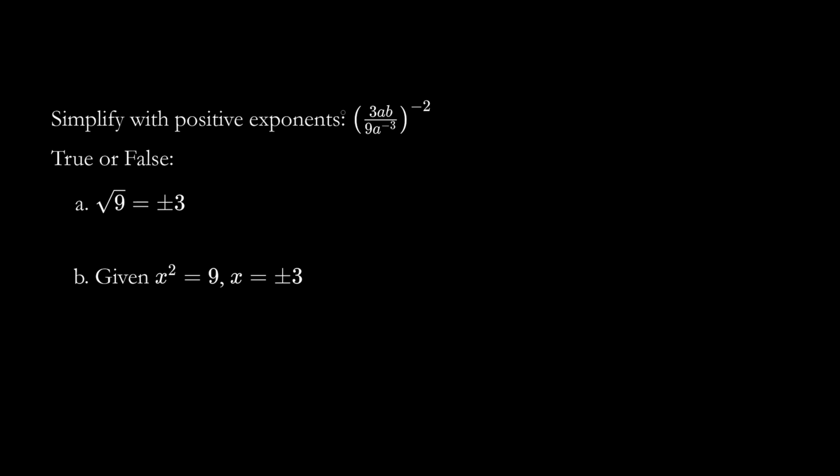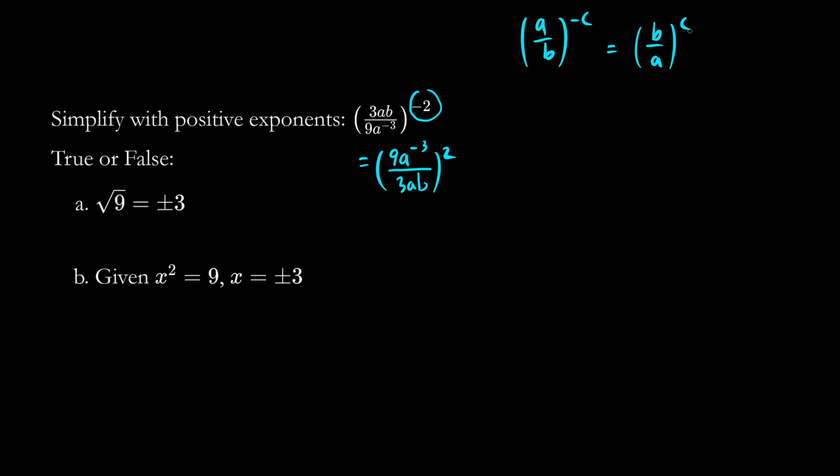Let's simplify using positive exponents. Now, this kind of question here, when you have a negative exponent, it's a good idea simply to switch the top and bottom, the numerator and denominator, without thinking too hard. So the bottom ends up at the top, and the top ends up at the bottom. So in general, when you have a over b to the negative c, this is equivalent to b over a to the c. Now let's think about why.